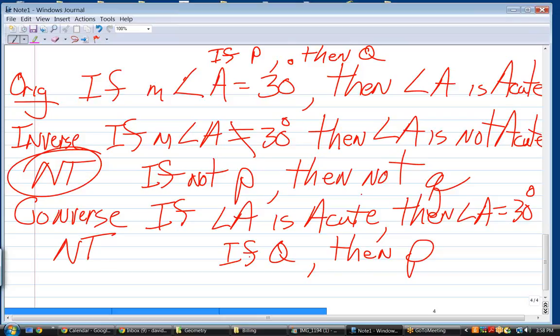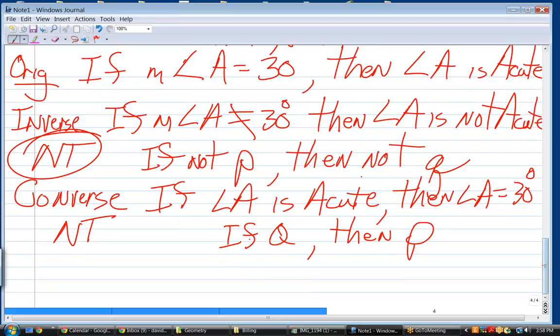Okay? Some of these are going to be always true. Some of them are going to be not true. And the not true ones are sometimes true. In other words, the converse could be true. If the measurement of A is acute, then it could be 30 degrees, but it doesn't have to be. It could be 40 degrees or 48 degrees or 89 degrees.